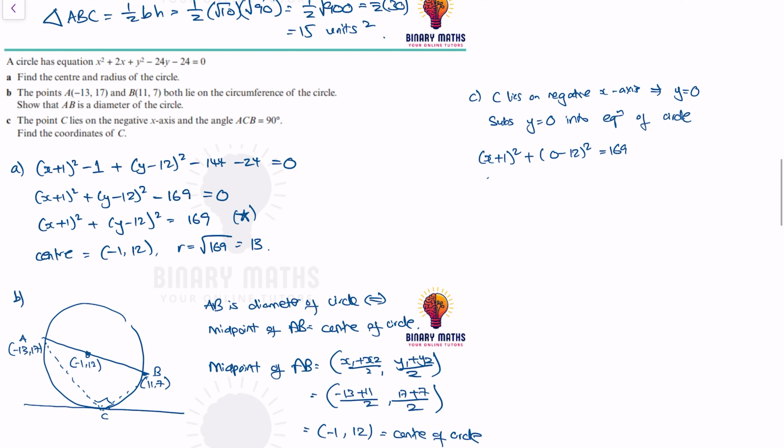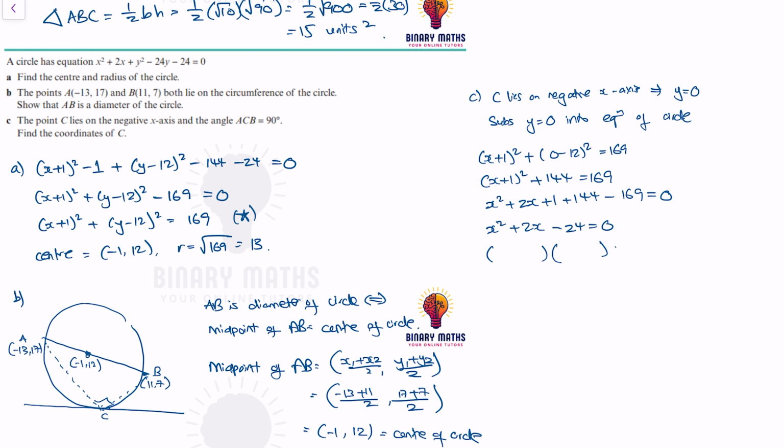Okay, if I expand the 0 minus 12 squared, I get 144 is equal to 169. If I expand the bracket, I get x squared plus 1x, which gives me 2x plus 1 plus 144, take away 169 is equal to 0. If I simplify, positive 1 plus 144, take away 169, I get minus 24 is equal to 0.